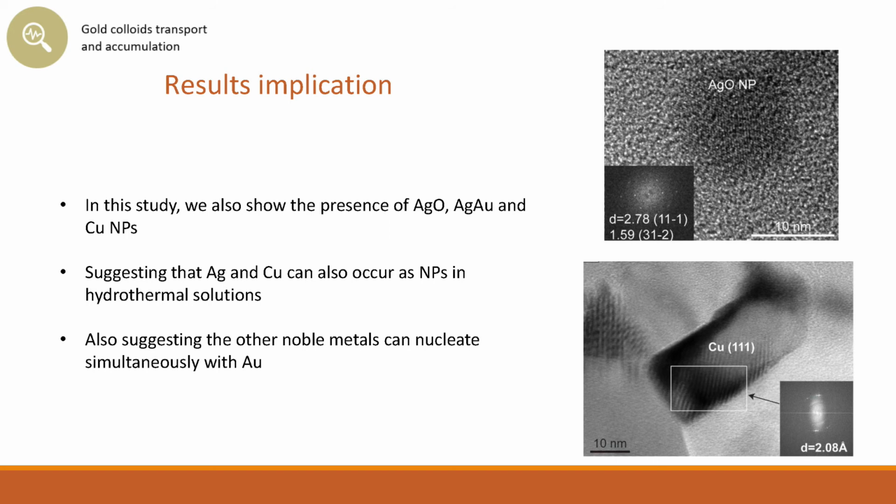With this study, first, we did show that gold nanoparticles are not something that is rare. We found them everywhere when we look at nanoscale objects. But we not only found gold nanoparticles, we found silver oxide, electrum, and copper, which means that gold is maybe not the only metal that can be transported as a colloid in a hydrothermal solution. Potentially other metals such as copper and silver can also be present in a hydrothermal fluid in the form of colloids. So that was a very important observation.